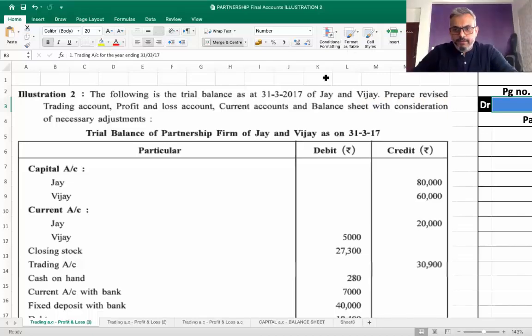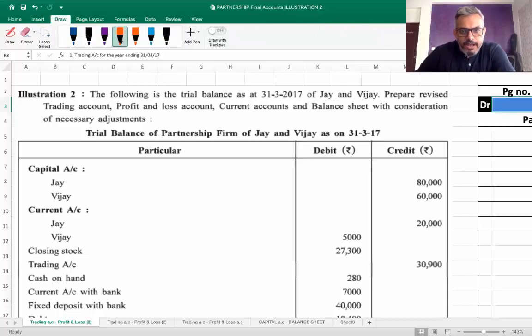So let's start with illustration 2, page number 48 from the textbook. Now, let's read the question and identify which account will go where. The following is the trial balance as on 31/3/2017 of Joy and Vijay. Prepare revised trading account, profit and loss account, current account and balance sheet with consideration of necessary adjustments.